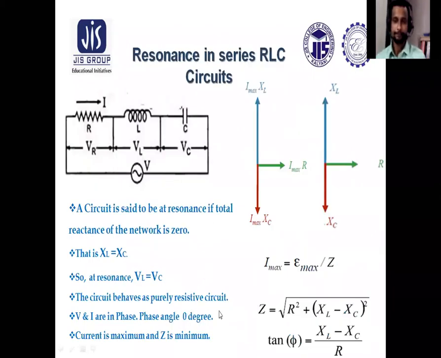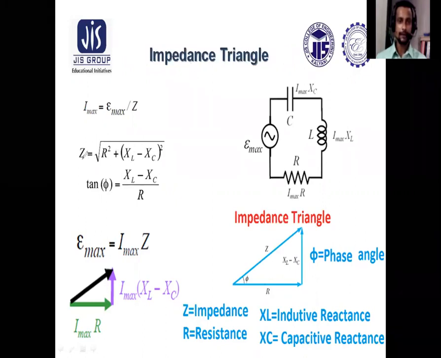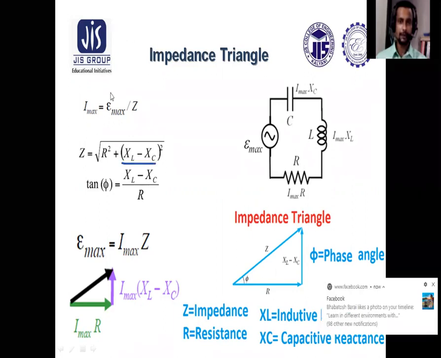Now, in this impedance triangle, or from this equation of impedance, what can we say? Z equals under root R square plus XL minus XC square. So if this term becomes zero, then what will happen? If this term becomes zero, then Z will become equal to R. Okay. So Z equals R if XL minus XC becomes 0.